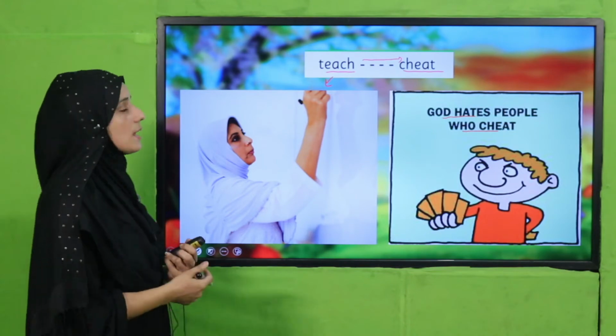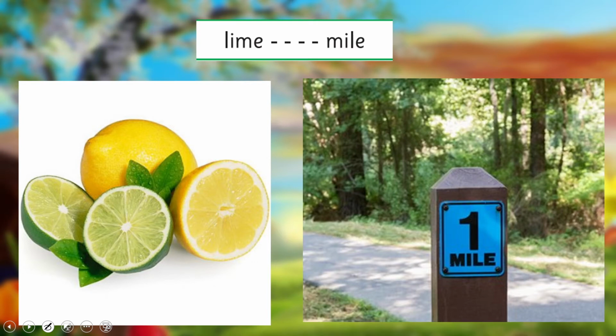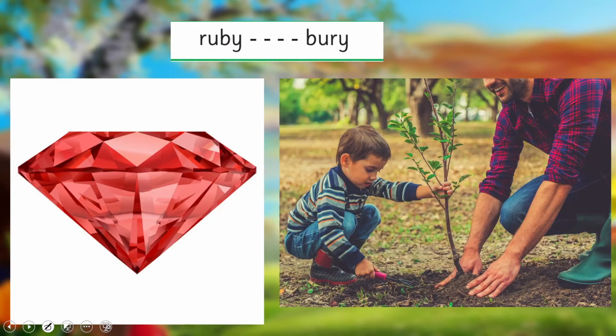Yes, these are all called anagrams, and we used all letters just one time. These are all meaningful words. Lime, mile. This is showing distance, and this is lime. We can make lemonade and enjoy it. Ruby is a beautiful stone, and bury. We bury something in the soil.